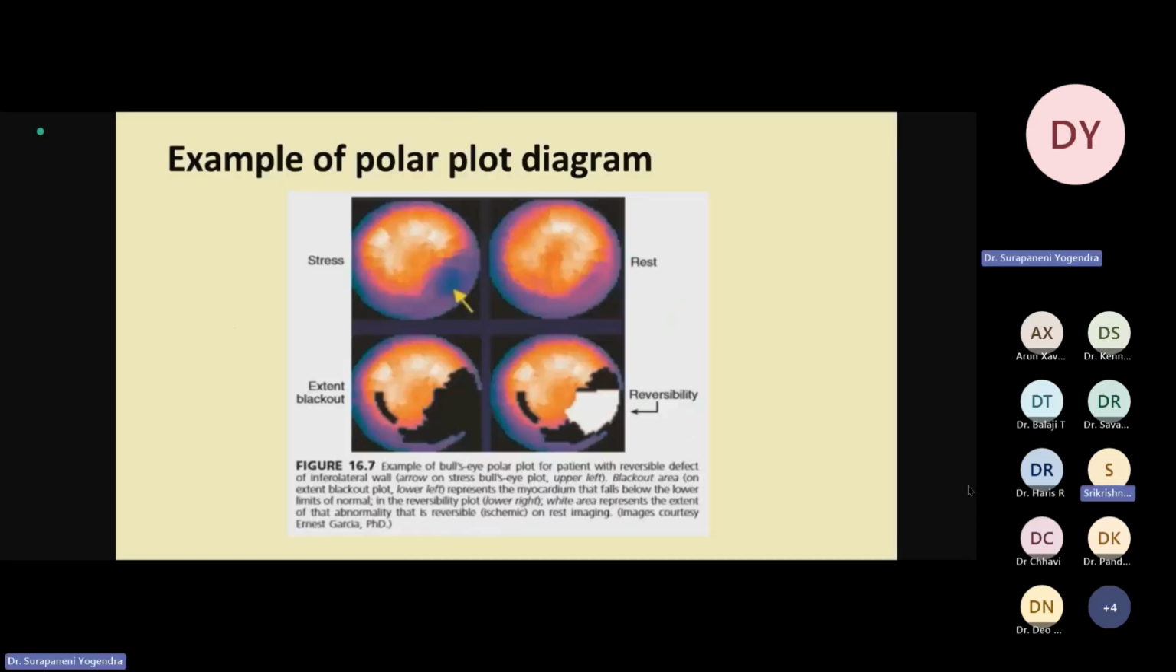The next one is a polar plot diagram. This is a bullseye polar plot diagram for a patient with reversible defect of the inferolateral wall. The blackout area shows the area of myocardium that falls below the normal, and the white area represents the area that has reversible ischemia on rest imaging.